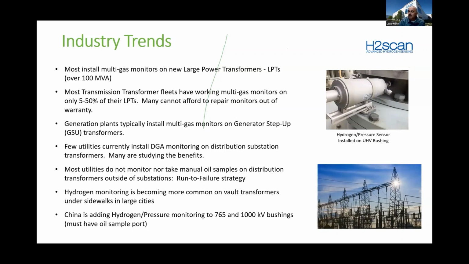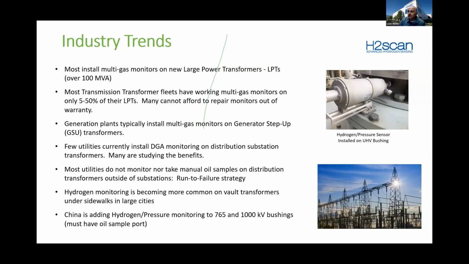And so it's important that, if you're not able to keep those multi-gas monitors running in the long term, you may want to consider a low-cost, reliable monitor that doesn't require any maintenance. And so that will identify if the transformer has problems, and then you can look at getting that multi-gas monitor working again, or adding a new multi-gas monitor to it once it becomes a sick transformer.